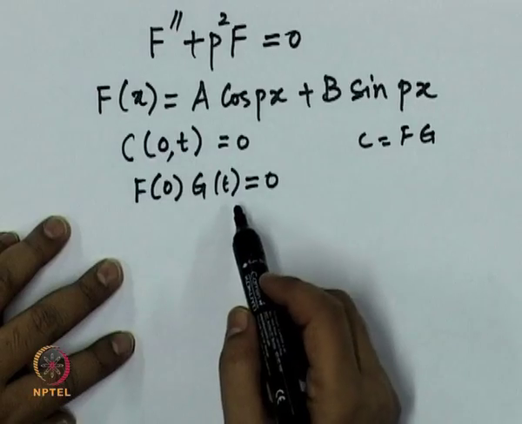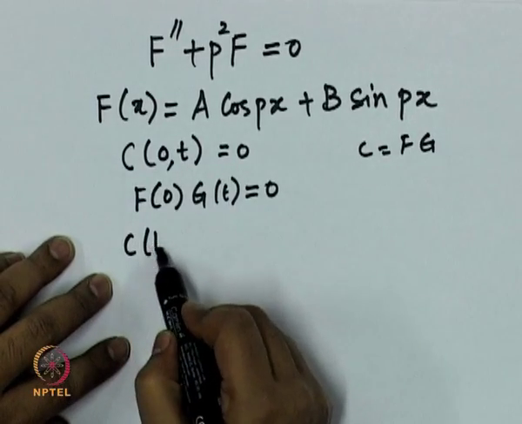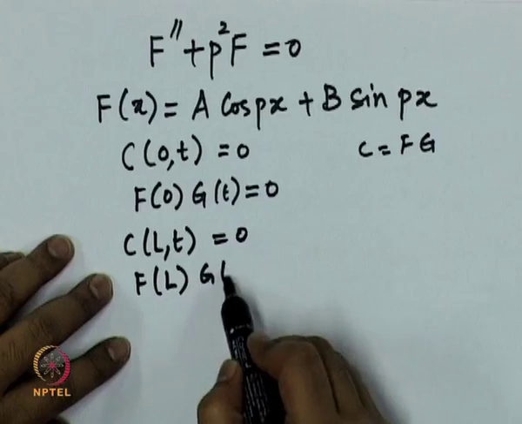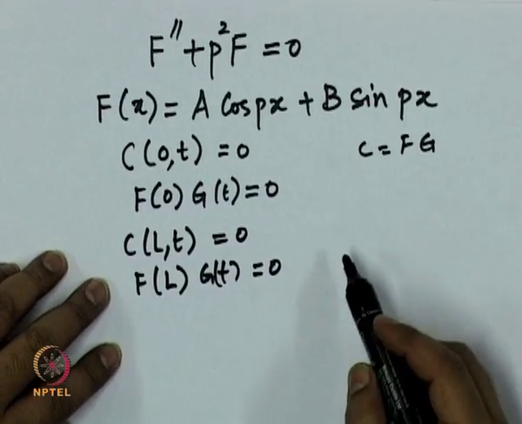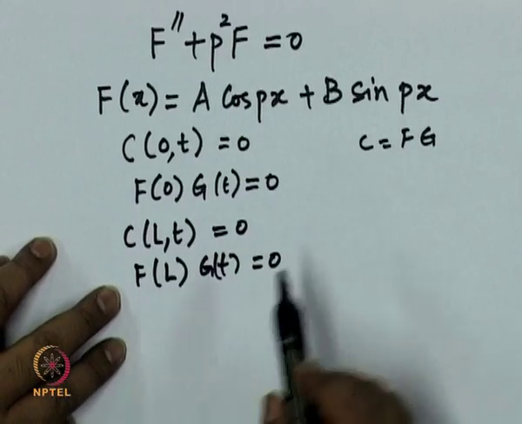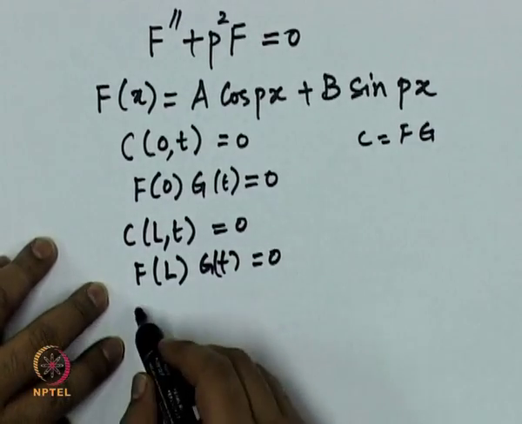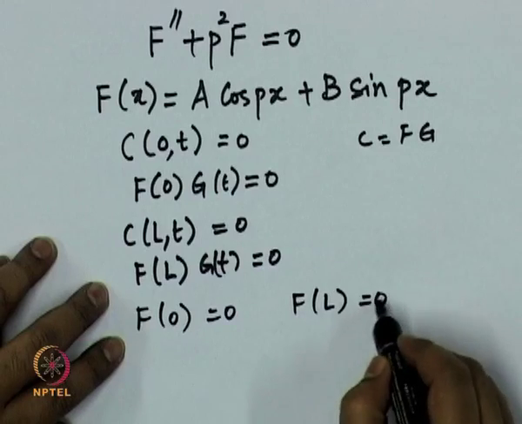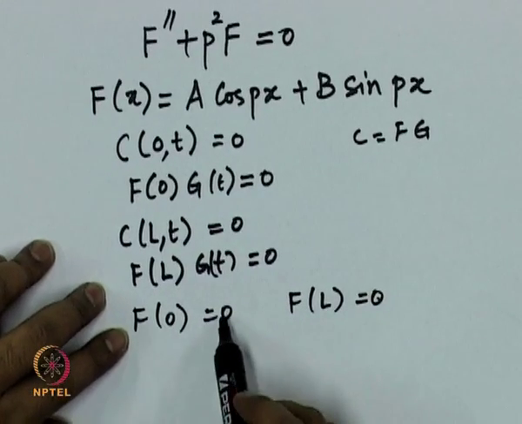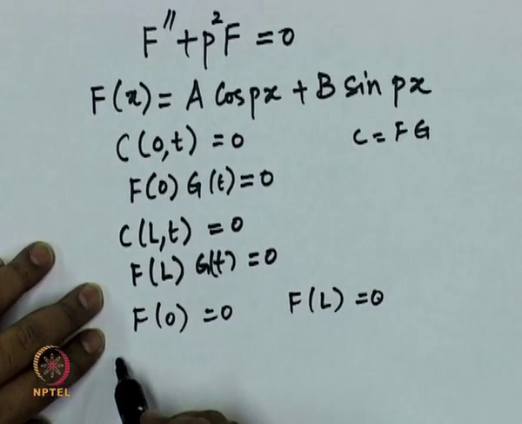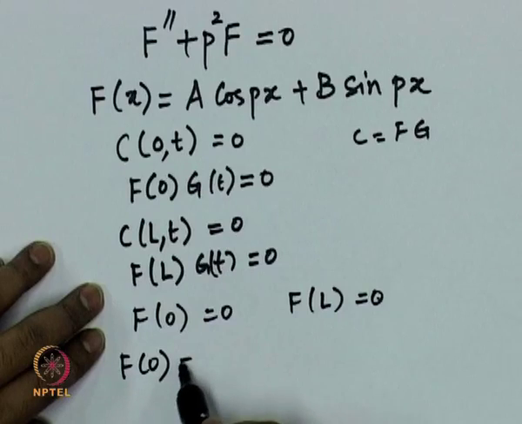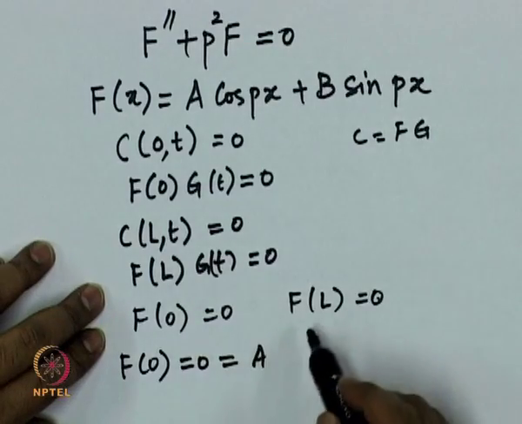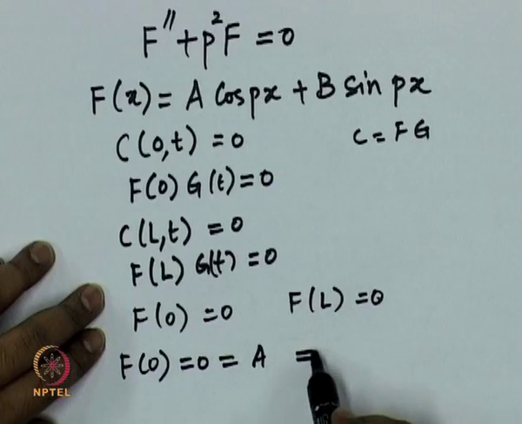So, let us take C of L comma t equal to 0, that means f of L and g of t equal to 0, and we do not want to assume g to be 0. So, f of L should be 0. So, that is the second condition. I want f of 0 to be 0, f of L to be 0. Now, putting f of 0 equal to 0 back here: cos 0 is 1, sin 0 is 0, which implies that a equal to 0.